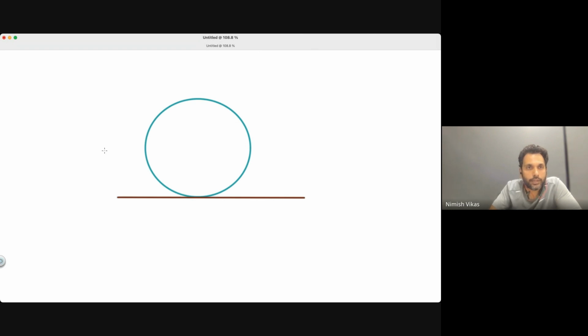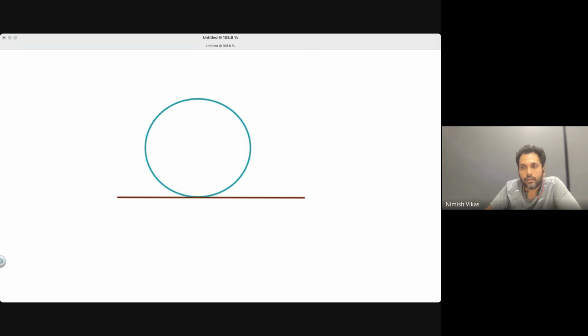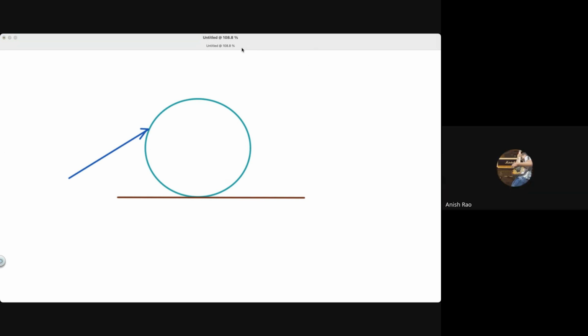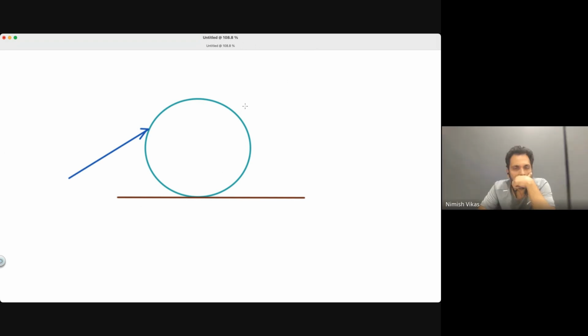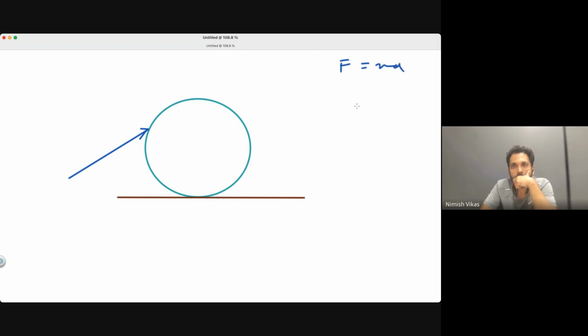Somebody is pushing it at some random angle somewhere. Okay, I will push it like this. To find the acceleration component, I'll have to break it into components and only use the horizontal. But you'll write your F is equal to ma and torque is equal to I alpha. So I'll just write it for you. You first write torque is equal to I alpha. That is easier.